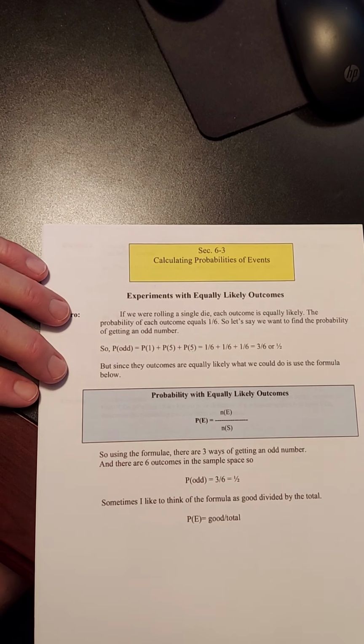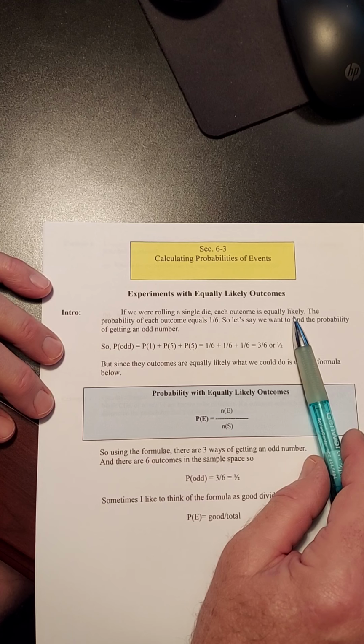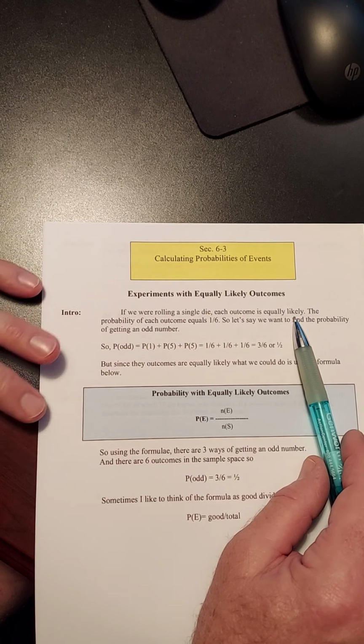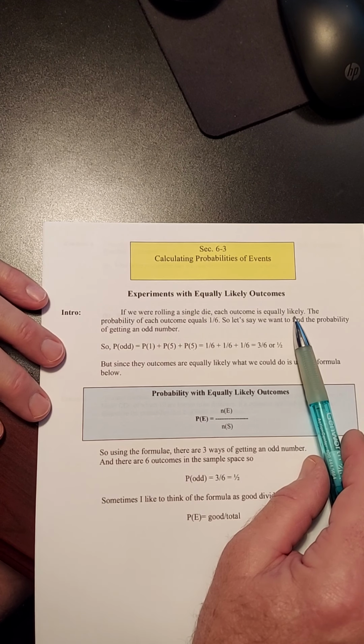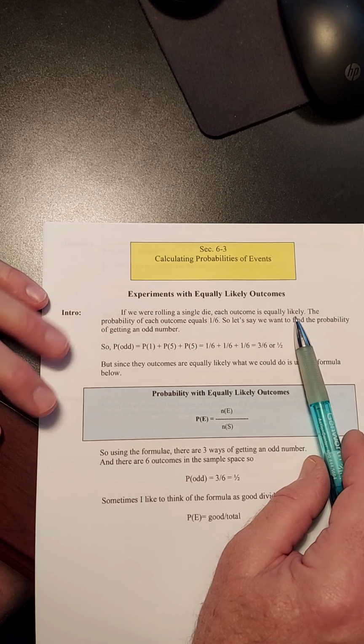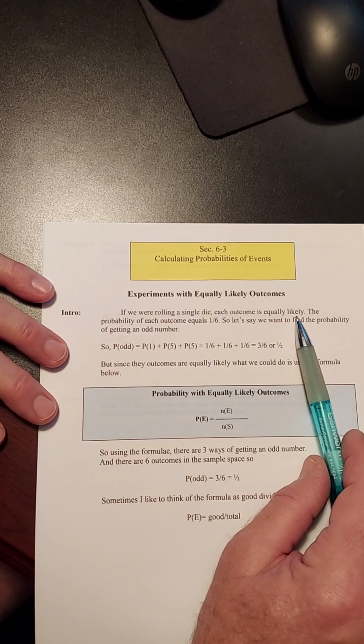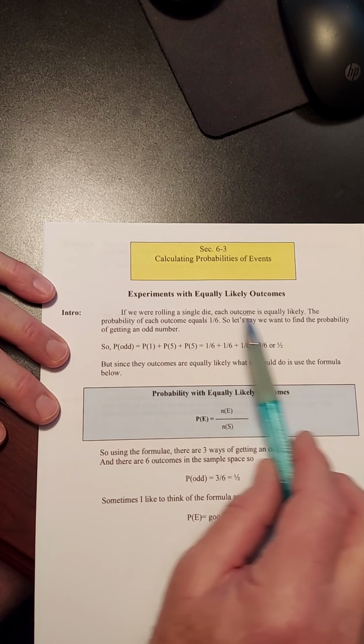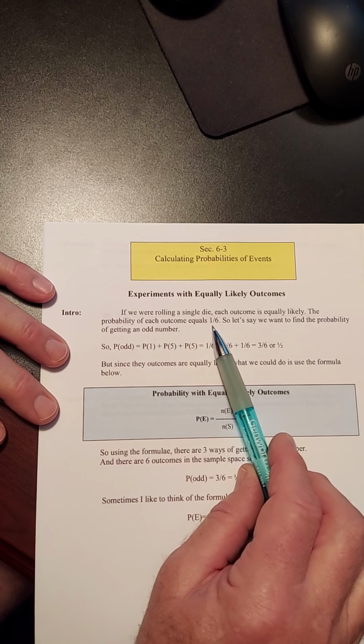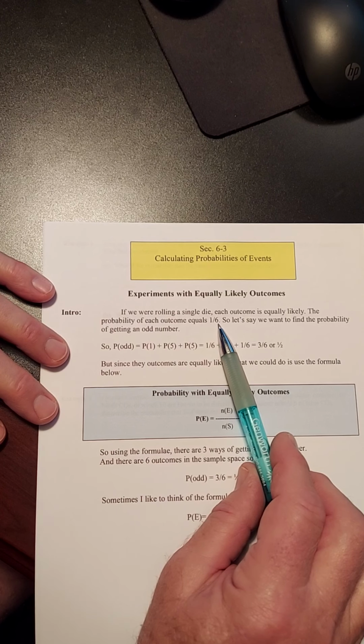So in the intro, if we're rolling a single die, each outcome is equally likely. So that means you could have a 1, 2, 3, 4, 5, or 6 on the die. You can get any one of them as equals there, as long as it's a fair die. Just like if you're flipping a coin, heads or tails. So the probability of each outcome then would be 1/6, since there's 6 of them, 1/6 for each one.